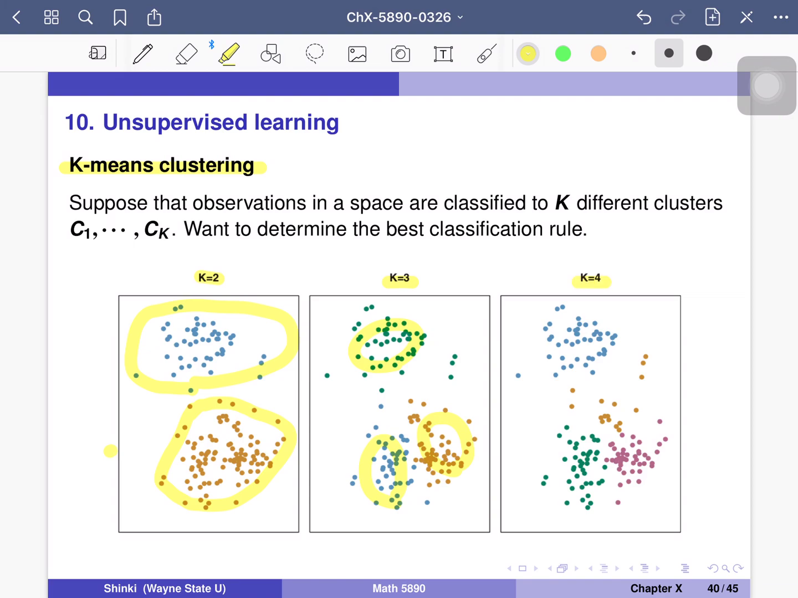K is equal to 4 is here. So this is one cluster, this is another cluster, this is another, and this is the other. So it's interesting to compare K is equal to 3 and K is equal to 4 because these clusters are totally different. For example, when K is equal to 4, these observations are in the same group, but when K is equal to 3, some observations are in the green group, and some observations are in yellow, and some observations are in blue. So K is really essential to determine the result of K-means clustering.